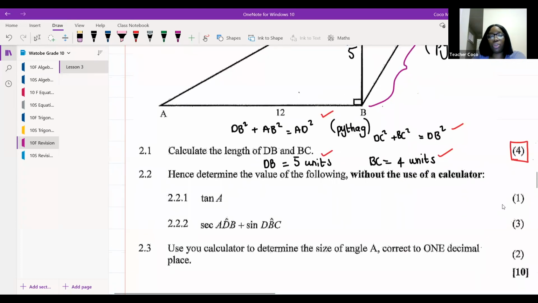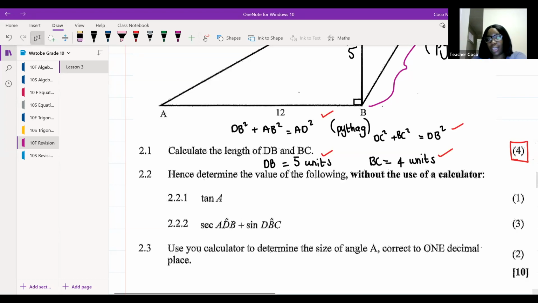All right. We're going to do questions 2.2.1 and 2.2.2, and then we're going to call it, because we're going to run out of time. So this one over here says, without the use of a calculator, determine the value of the following.